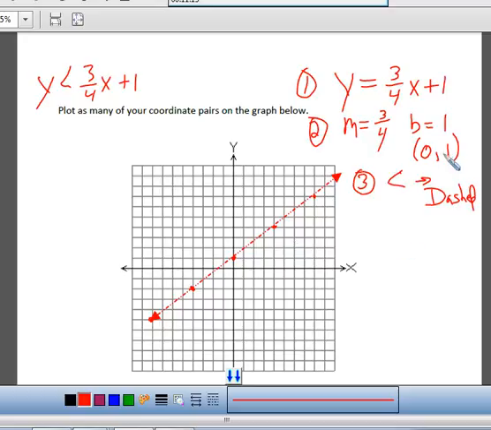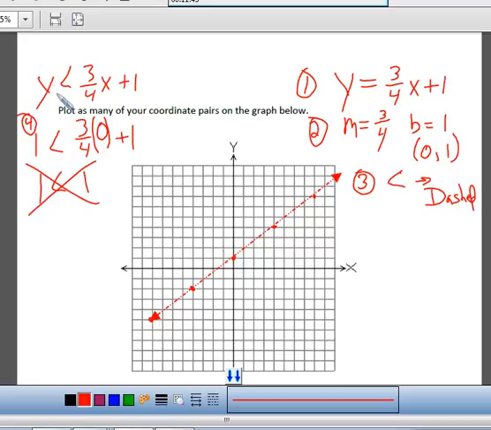So if I tested 0, 1, 0 is my x value, so 3 over 4 times 0 plus 1, and 1 is my y value. Is this true? Well, 3/4 times 0 is 0, 0 plus 1 is 1. Is 1 less than 1? No, that doesn't work. So, by the way, this is step 4, doing the check. Let me test another one to see.